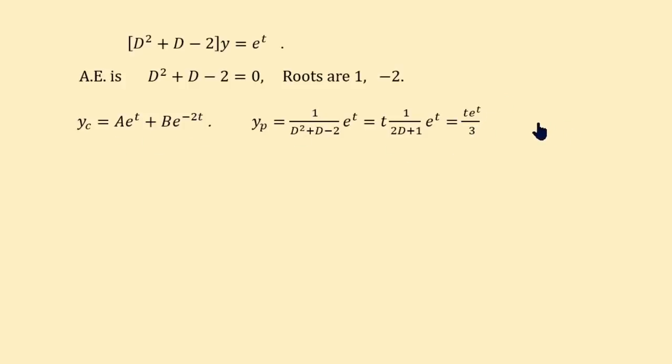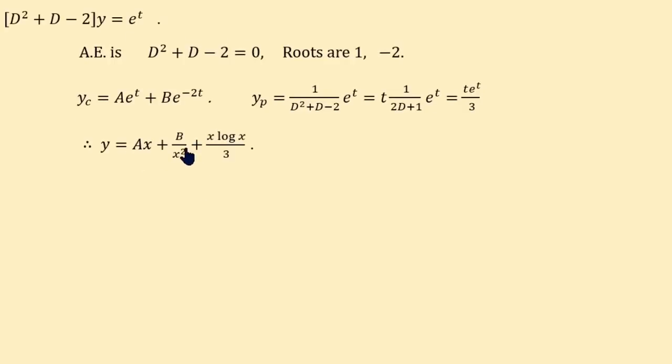And add these two. The complete solution is a e power t plus b e power minus 2t plus t e power t by 3. I want the solution of the given problem, so this is the modified one. Now go back to the previous equation. E power t is x. E power minus 2t is x power minus 2, which is 1 by x square. And t is log x, e power t is x. So the solution is a x plus b by x square plus x log x by 3. So this is our required answer. But how to find a and b? Apply the given conditions.